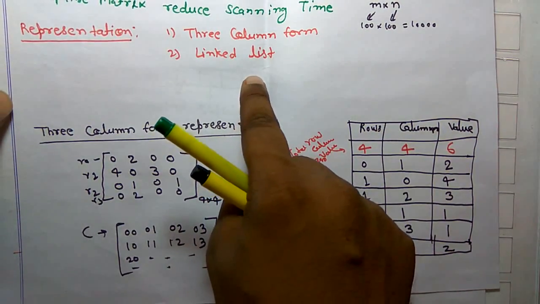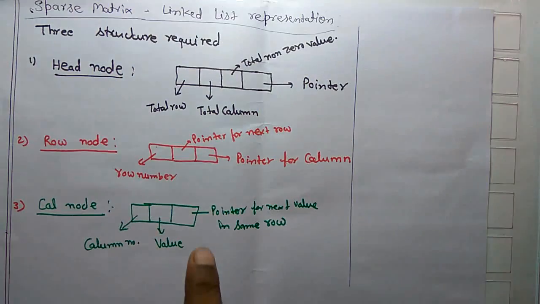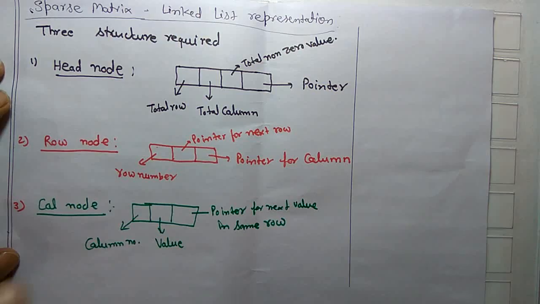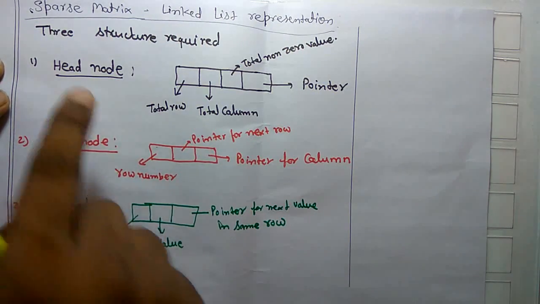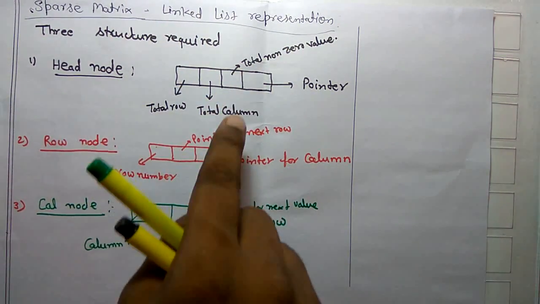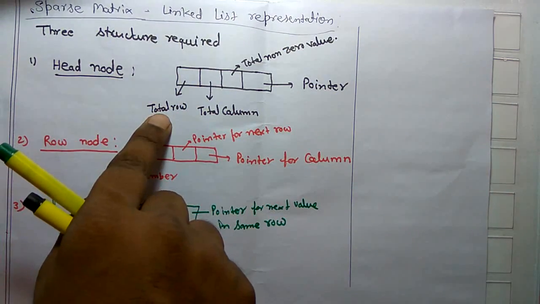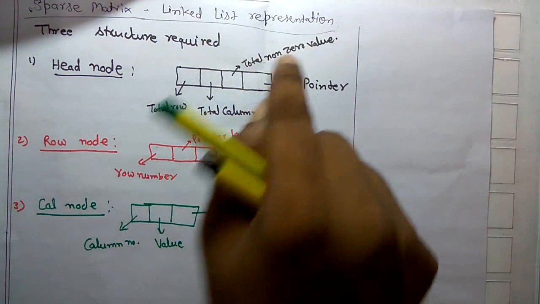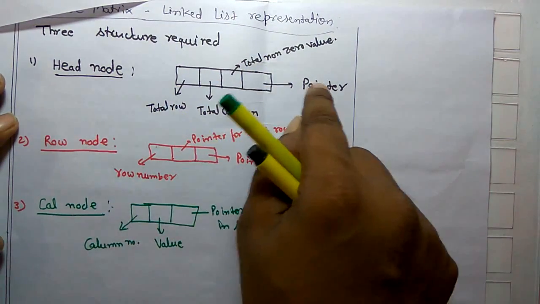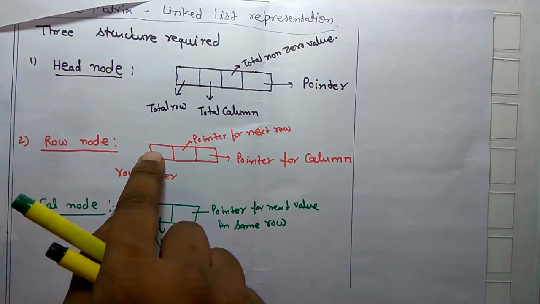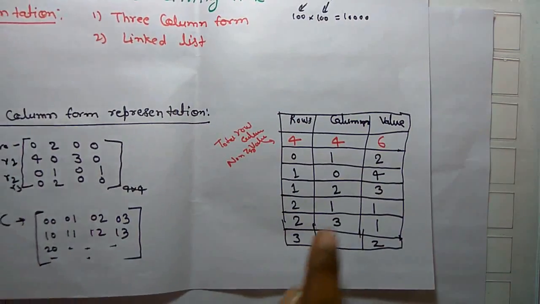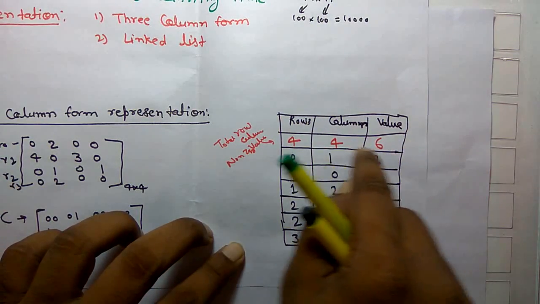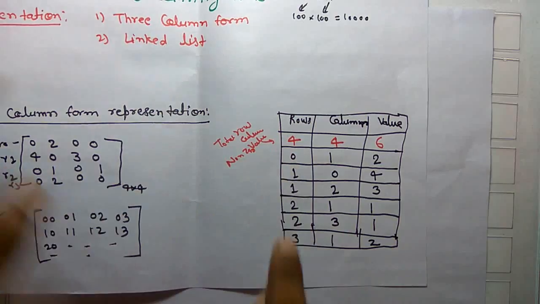Similarly, when we represent a linked list, we require 3 kinds of nodes, and each has a different structure. The first, the head node, has 4 places: the first is total rows, the second total columns, the third total non-zero values in that matrix, and the last is a pointer that points to the next row. Similar to the previous, after places 1, 2, 3, one pointer is required that could point to the next row.